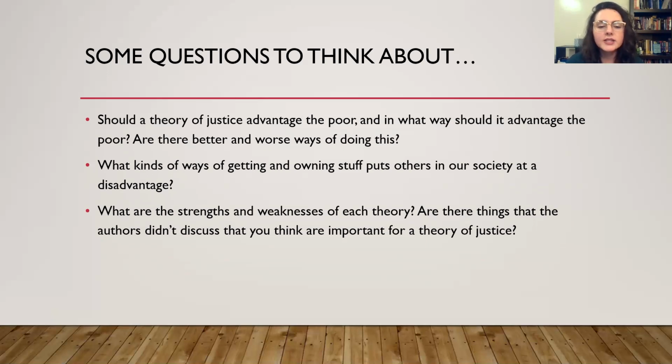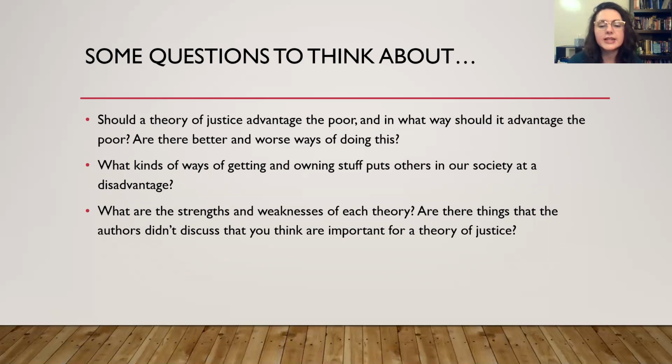Also, what kinds of ways of getting and owning stuff put others in our society at a disadvantage? If Nozick is right, and we're supposed to follow Locke in the way he thinks that acquisition happens, what ways of possessing items hurt others? Is it monopolies? Are there other things you could think of, other ways of owning property that put other people at a significant disadvantage? And finally, what are the strengths and weaknesses of each theory?